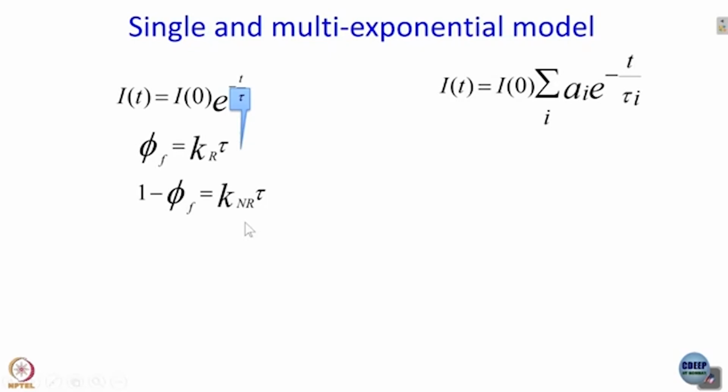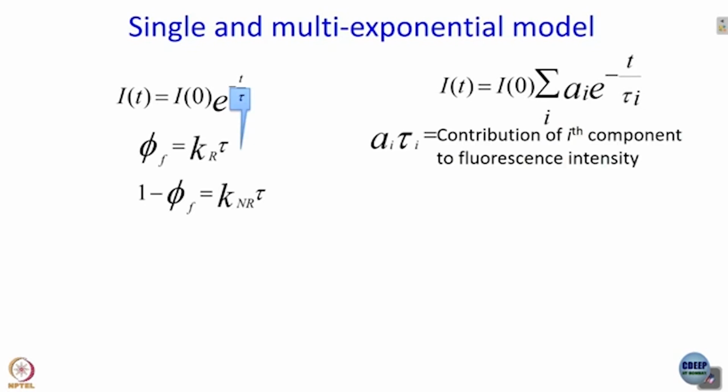Now, the problem is we get the answer very nicely if it is a single exponential decay. The moment it is multi-exponential, situation becomes complicated. So, when it is multi-exponential, what is the implication of A i? What is the implication of tau i? Let us ask that question now. And the answer is A i multiplied by tau i gives you the contribution of the ith component to fluorescence intensity.